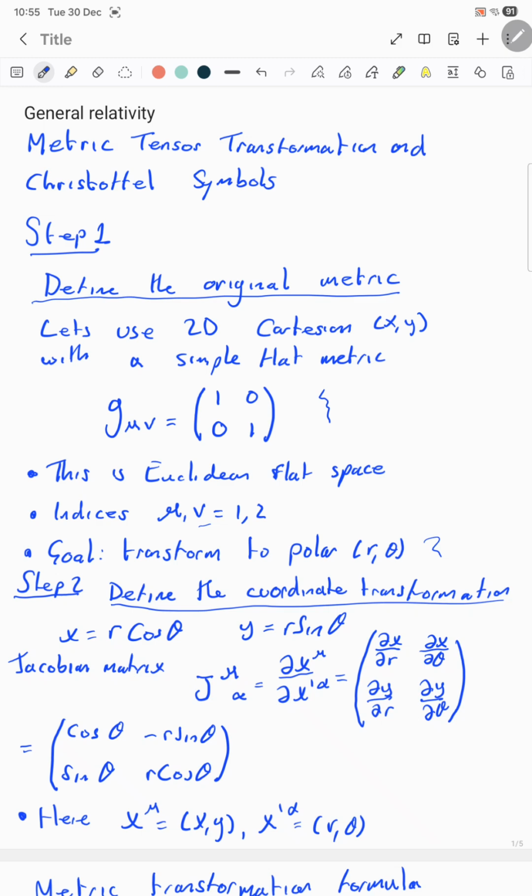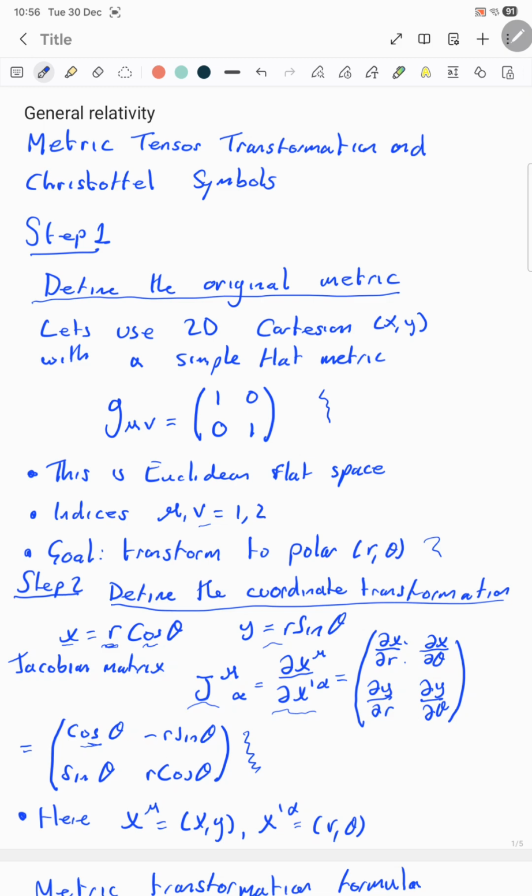Now step 2, we define the coordinate transformation. x equals r cosine theta, y equals r sine theta. The Jacobian of this is this. It's a partial derivative matrix. So this is x with respect to r, so we're just differentiating with respect to r, so that will leave us cosine, which is here, and so on and so on. So this is after the transformation. We will end up with this matrix.